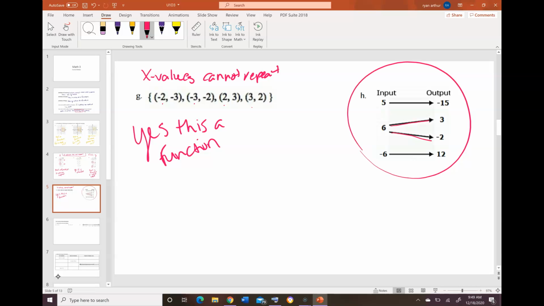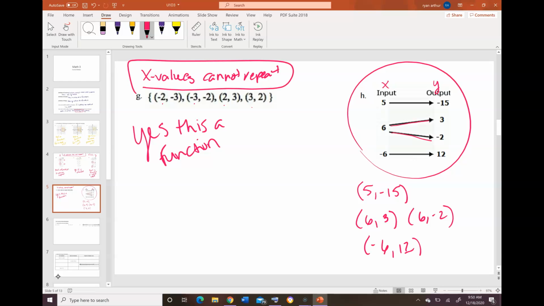So this is saying my input's 5, which is your x value, and your output's your y. So this coordinate is 5, -15. This is saying that there are 2 coordinates that come out of this, (6, 3) and (6, -2). And the last one is just 1, -6, 12. Well, if we go back to x values cannot repeat, my 6's repeat here. So this is not a function, because my x values repeat. So when you have a map, if there are 2 arrows coming out of it, that means your x value repeats.